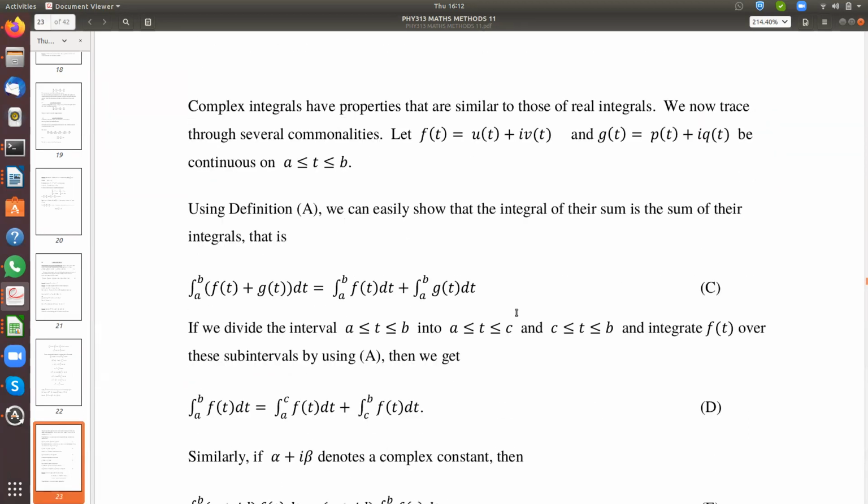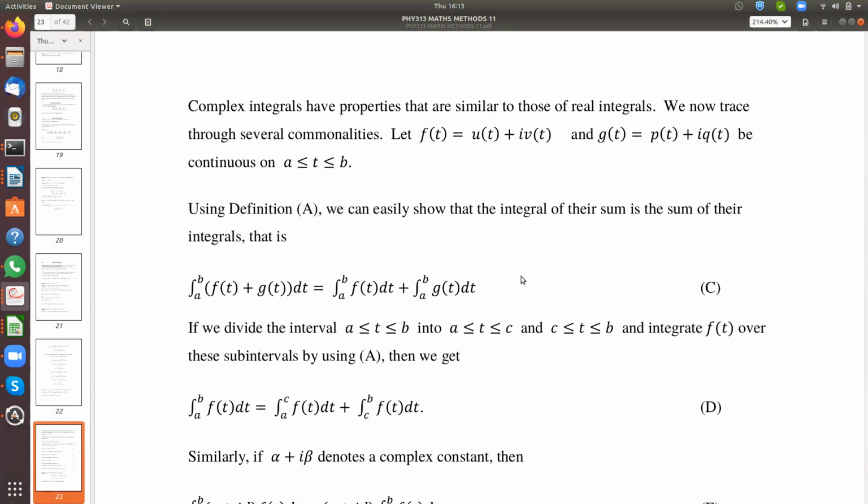We use the first definition of a, we can easily show that the integral of their sum is the sum of their integrals, that is f of t plus g of t. Now you are just integrating f of t and g of t, then you add them together. That is what it's trying to say.